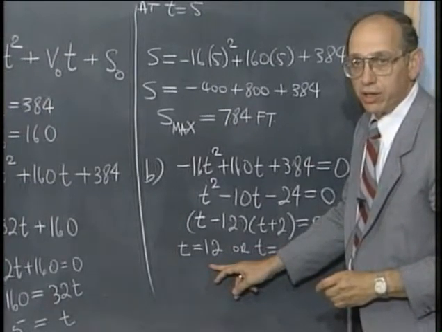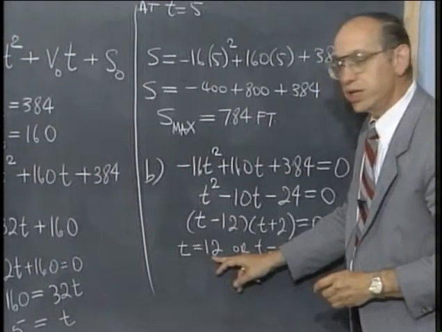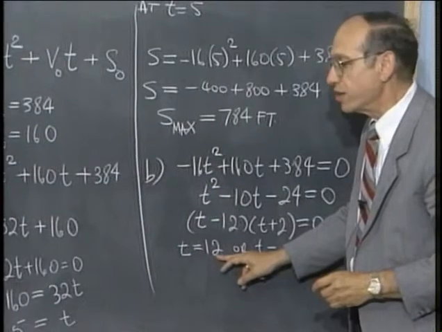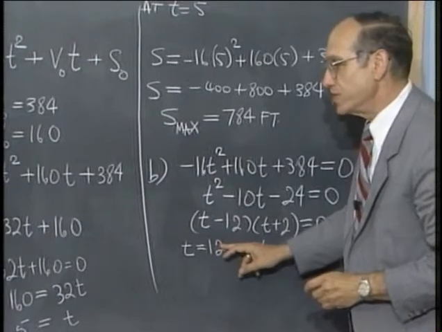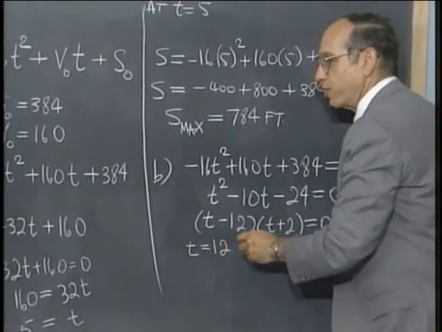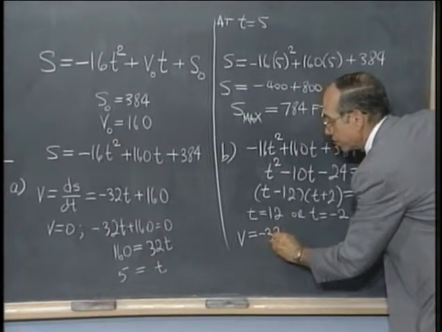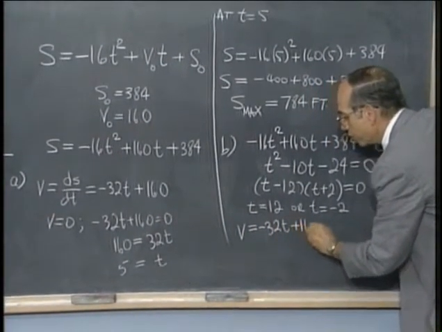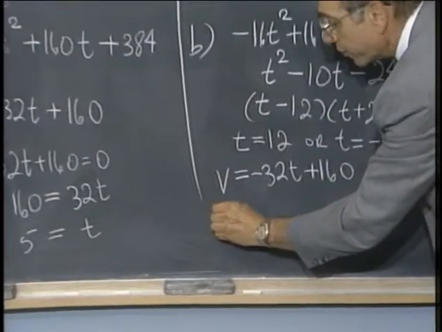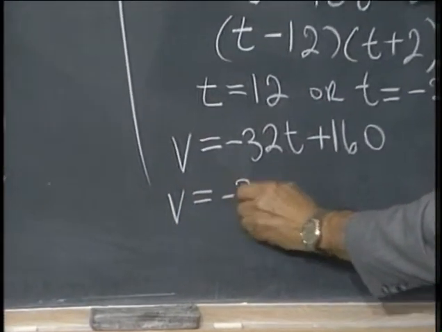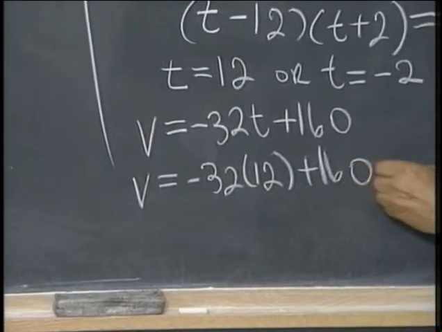Are we done? No, the question says find the velocity at that time. That means we want to take t equal 12 and substitute that into the equation, not for position, but for velocity. The equation for velocity we had at the very beginning of Part A. We have the velocity is equal to minus 32t plus 160. And we want to substitute in there t equal 12. So the velocity is equal to minus 32 times 12 plus 160.